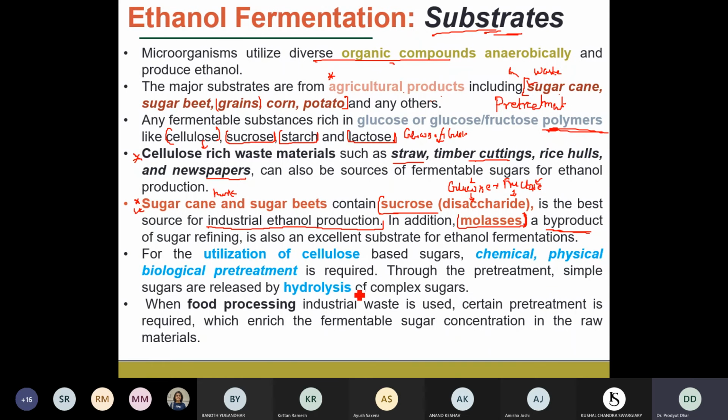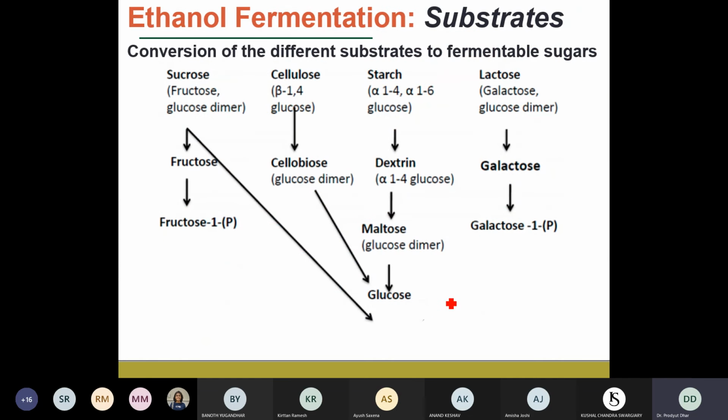Generally, the utilization of cellulose or any other sugars requires some chemical, physical, and biological treatment, which in combination is called the hydrolysis of the complex sugar. Hydrolysis, as the name suggests, breaks down the long polymeric chain into monomeric fragments, and there are different techniques of doing that, for example for sucrose there are different enzymes you can use.